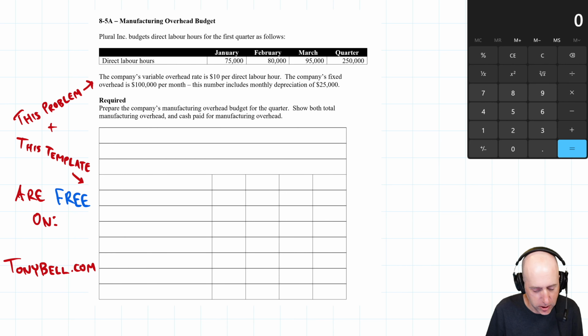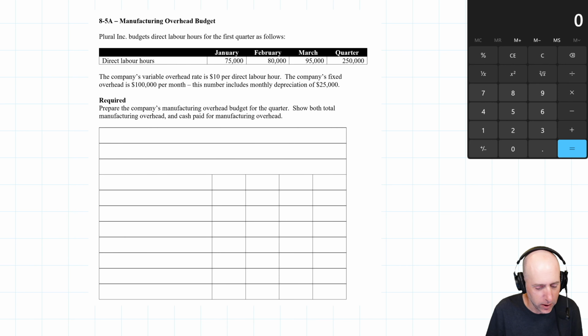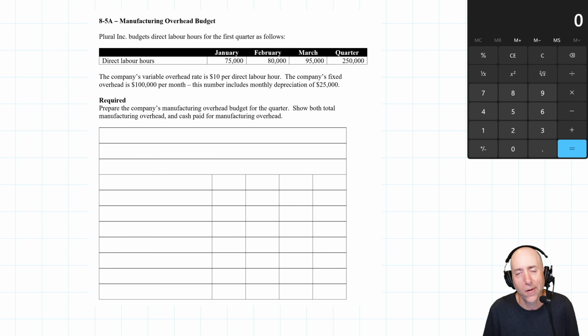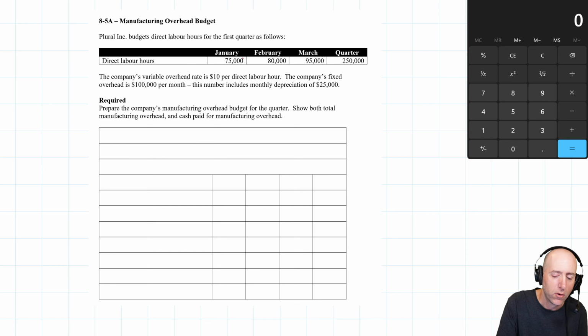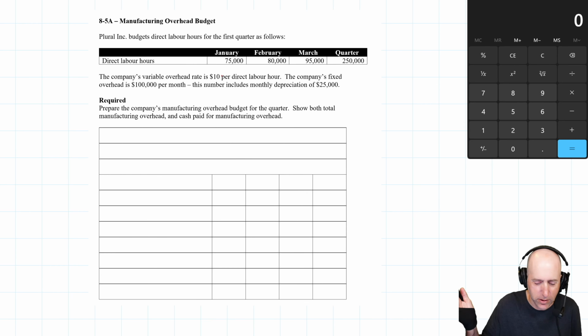Plural Inc. budgets direct labor hours for the first quarter as follows, and there's our labor hours. And then it notes that the company's variable overhead rate is $10 per direct labor hour. That's not our wage rate, but it's our variable overhead rate. Well, we're going to be budgeting overhead. We budget our labor hours. Our variable overhead is based on direct labor hours. So I hope you're seeing where we're going here.